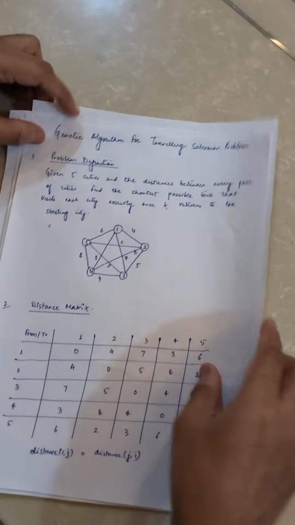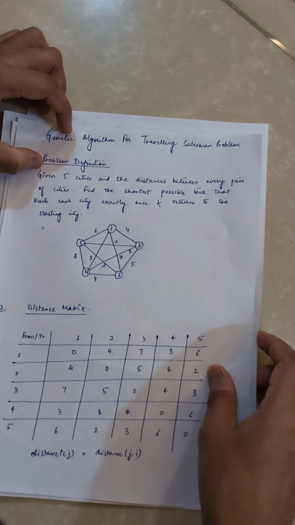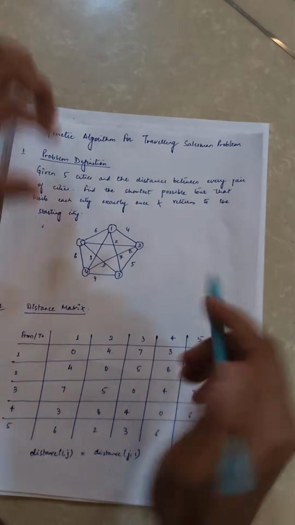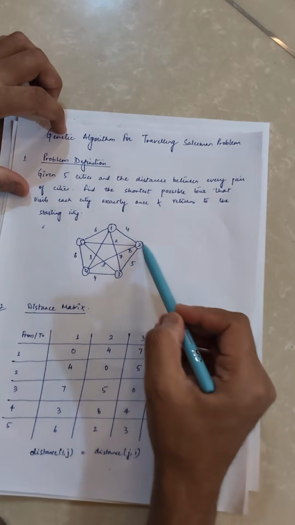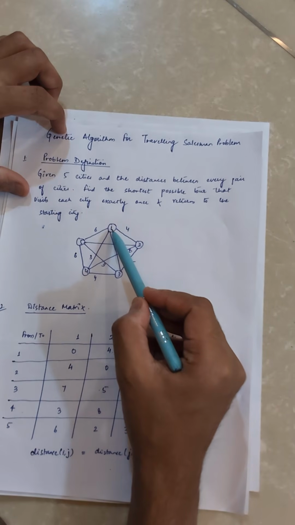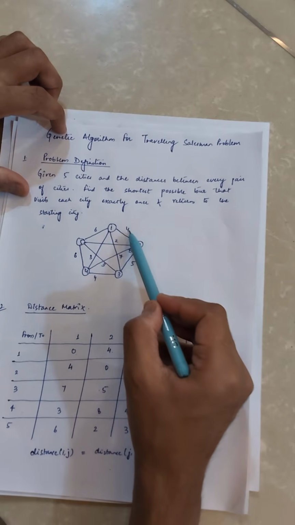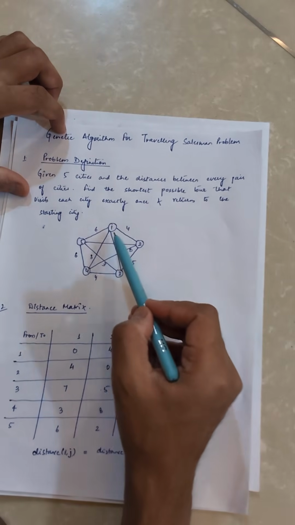So let's quickly go through the problem definition. It says, given 5 cities and the distance between every pair of cities, find the shortest possible tour that visits each city exactly once and returns to the starting city. City 1 is connected to city 2 with a distance of 4. Now let's say we go via route 1, 2, 3, 4, 5 and then back to 1. This would cost us 4 plus 5 plus 4 plus 6 plus 6, which makes a total of 25.